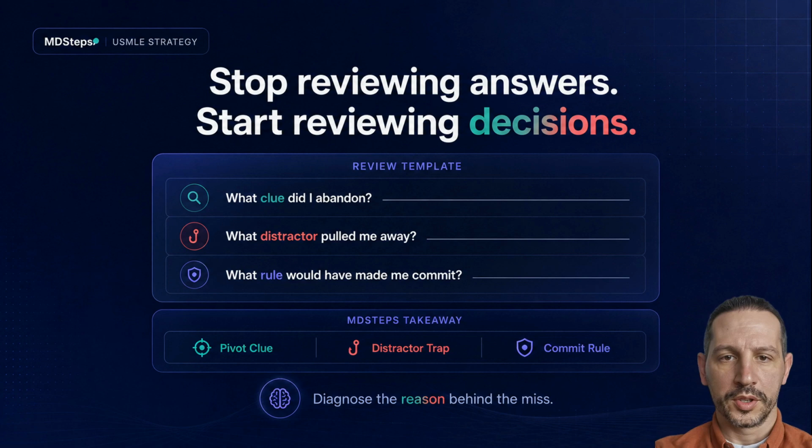And if this keeps happening to you, do not just do more questions. Diagnose the pattern behind the miss, because the answer you changed away from may be showing you that your knowledge is closer than you think. Your reasoning just needs to become more stable.